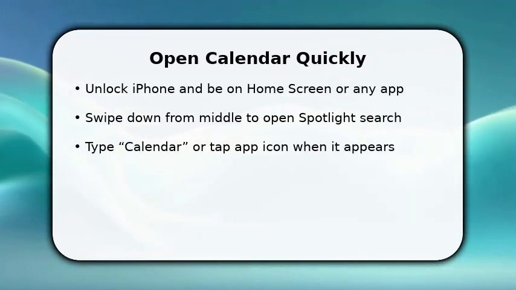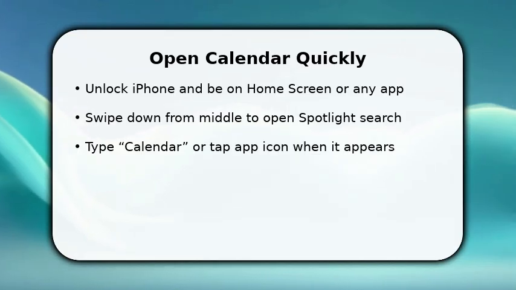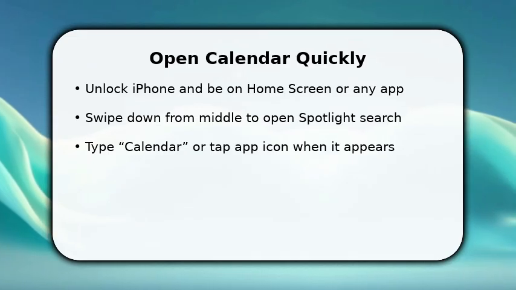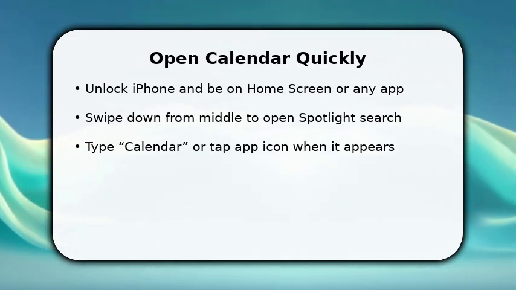This method works whether the app is on a hidden home screen or tucked in a folder, and it's faster than hunting through pages. If Spotlight finds multiple results, choose the app entry labeled Calendar.